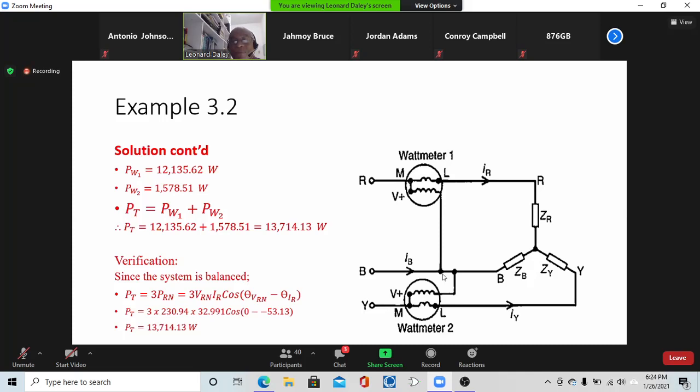Oh, okay. And the same thing with the wattmeter 2, BYB. So using the 2 wattmeter method, you're actually using line current and line voltage. Line current. So for a star system, a line current is also phase current. Right? But line current and line voltages are being used in the 2 wattmeter method. All right.